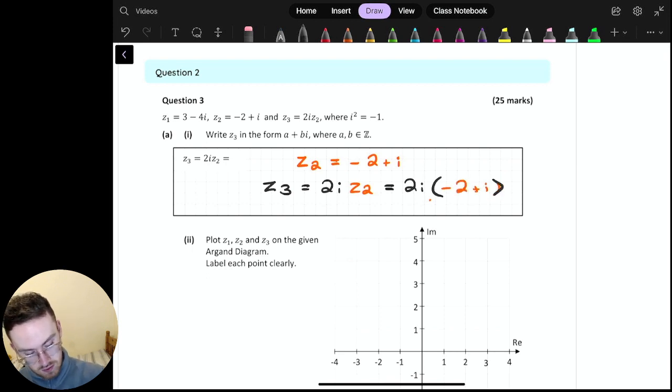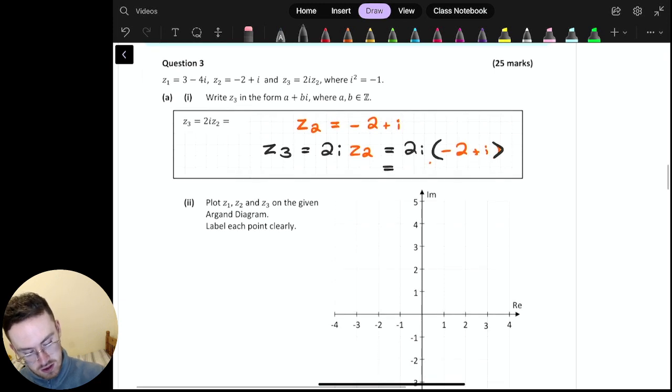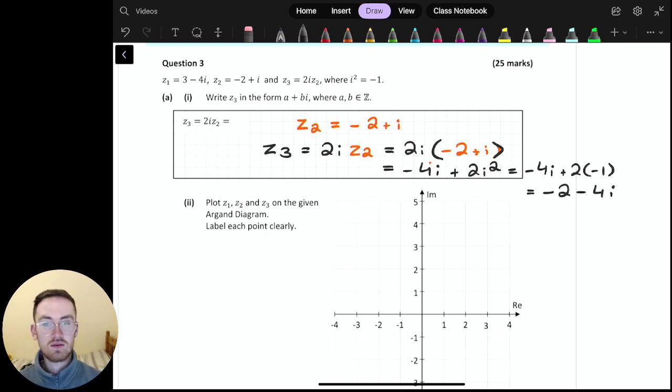So let's follow that through the same way we would with any other question. 2i multiplied by minus 2 is minus 4i. 2i by i gives me 2i squared. We know already i squared is minus 1. So plus 2 by minus 1. And what we get is minus 2 minus 4i.